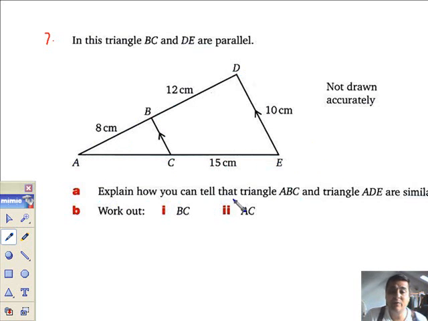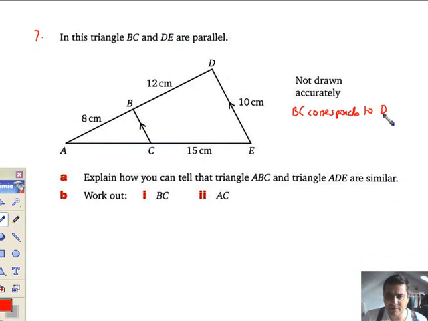And so it asks us, how can you tell that triangle ABC, the little baby one, and triangle ADE, the big one, are similar? Lots to say here. Here's the first thing. We're going to cite all the corresponding lengths. So BC corresponds to DE. First thing we have to say.